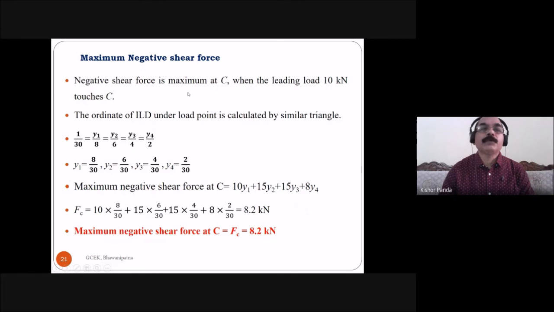The negative shear force is maximum at C when the leading load of 10 kilonewton touches C. The ordinate of the ILD under the point load is calculated by similar triangles: 1 by 30 is equal to Y1 by 8 is equal to Y2 by 6, Y3 by 4, Y4 by 2. Then you can find the ordinates of the ILD under the load points Y1, Y2, Y3, Y4.